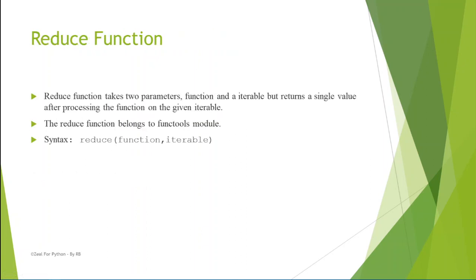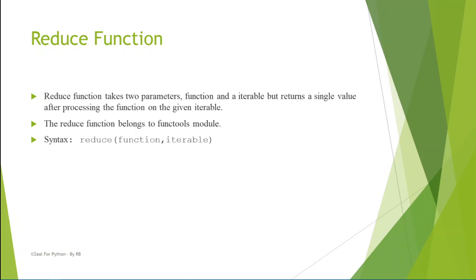Now let us see another function, which is called the reduce function. What we can understand with the help of reduce is that it will reduce the iterator; it will give us a single value. The reduce function takes two parameters, a function and an iterable, but it will return only a single value after processing the function on the given iterable. The reduce function belongs to the functools module.